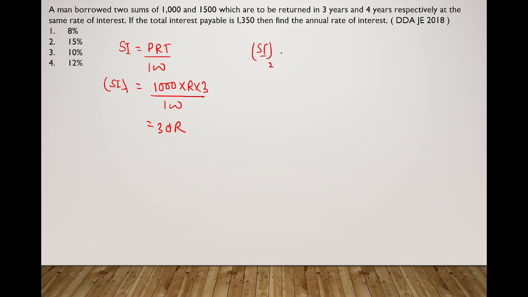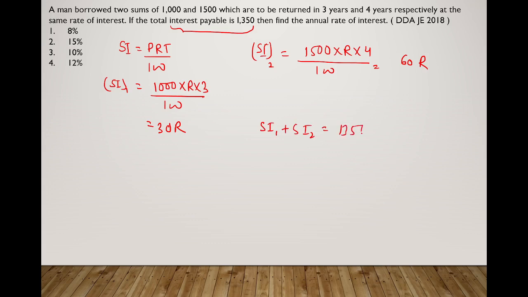For simple interest 2, principal is 1,500, and we need to find out the rate, and time is 4 years. So this is 60R. So total interest is 1,350. So SI1 plus SI2 equals 1,350.